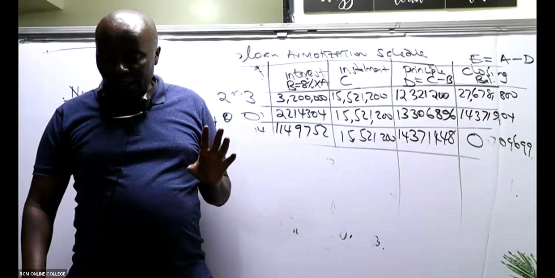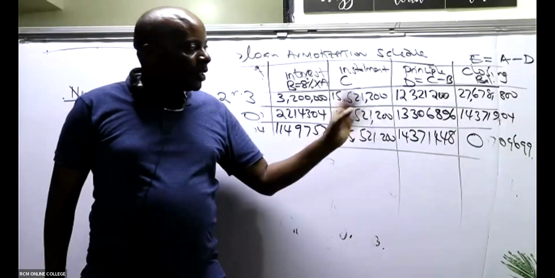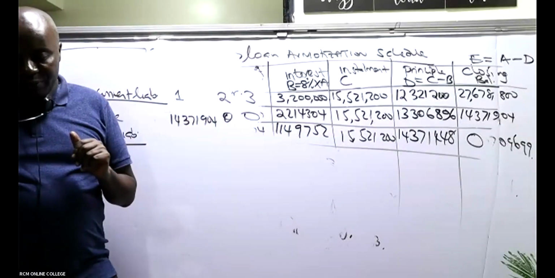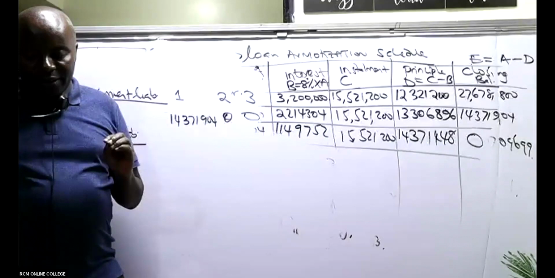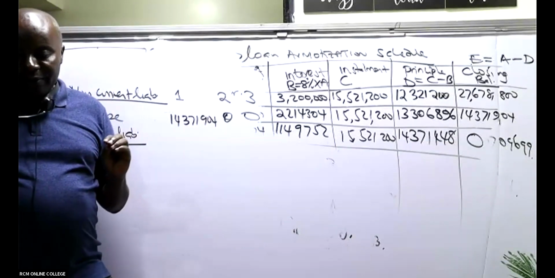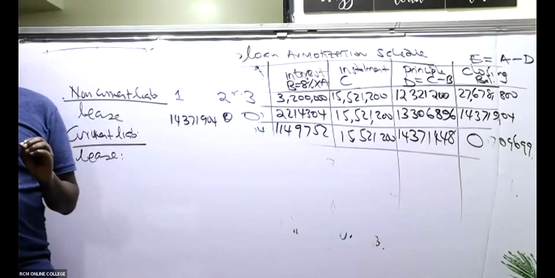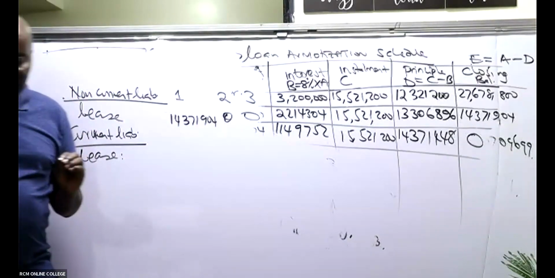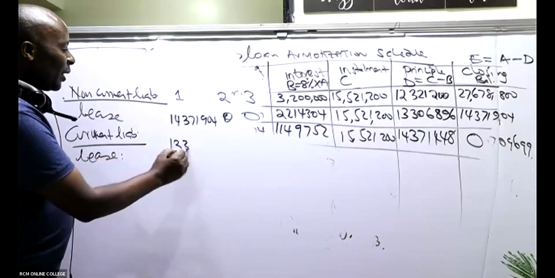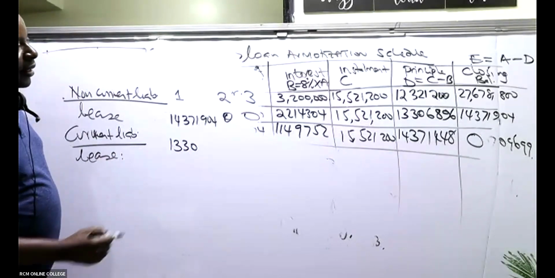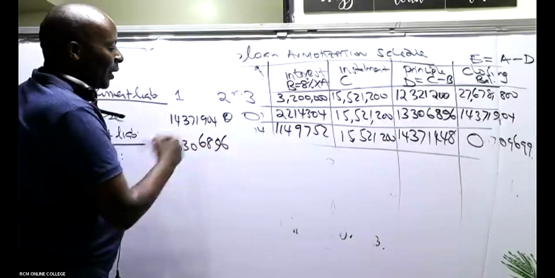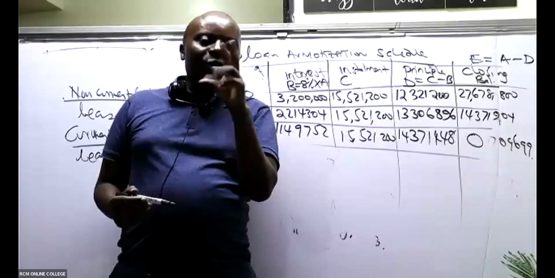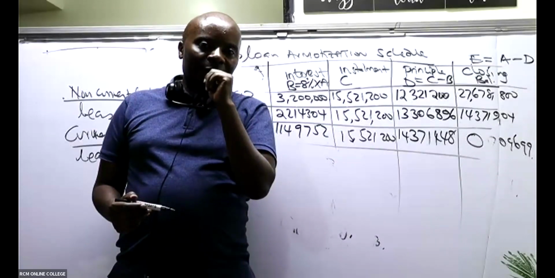Please don't be shy. Say 27,678,800 minus 14,371,904. How much are we getting there, somebody? Yeah, 13,306,896. So then it means that what has been paid within the year is what is our current.